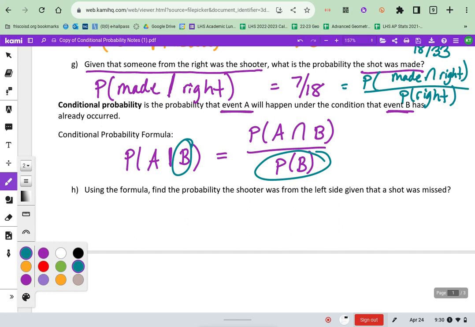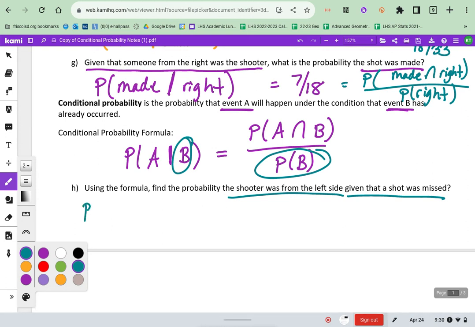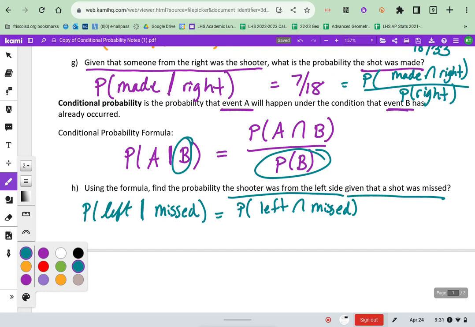So using the formula, find the probability the shooter is from the left, given the shot was missed. So probability of left given the shot was missed. Okay, so this is equal to the probability of left and missed divided by the probability it was missed.